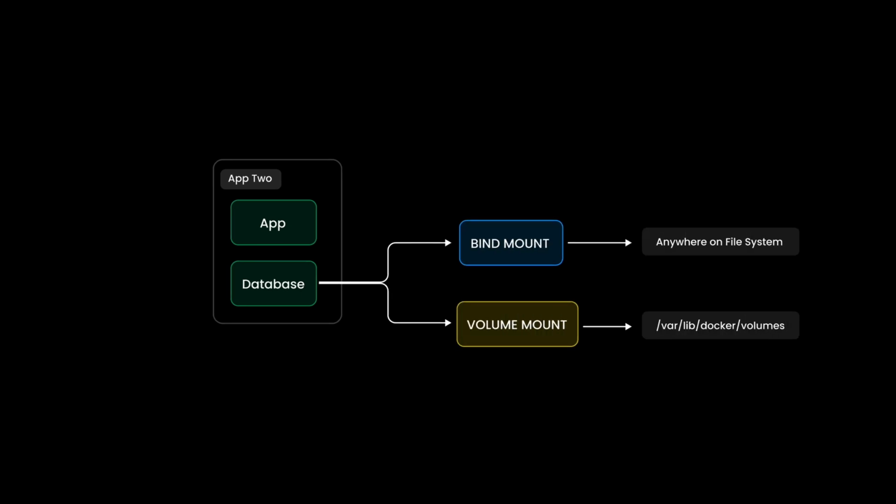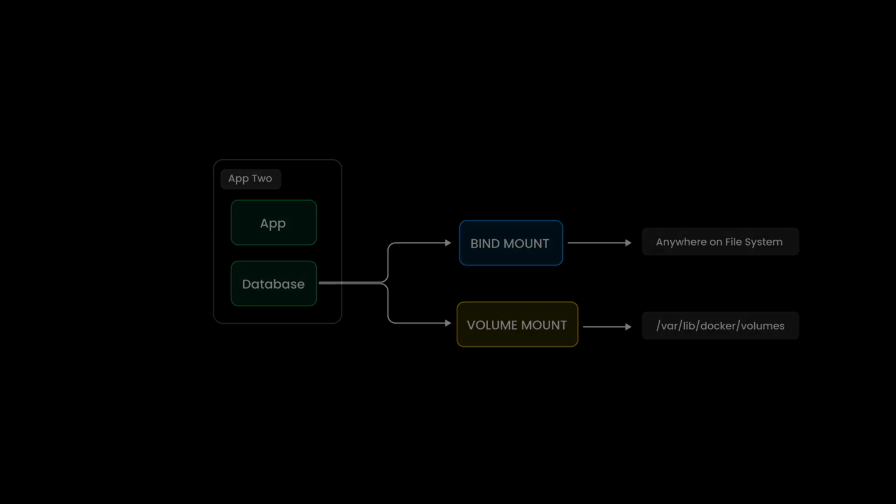With bind mount, a folder or file on the host system is directly mounted to the container. With volume mount, a folder managed by Docker on the host system is mounted to the container. And that folder will be inside the /var/lib/docker/volumes path on the host system.